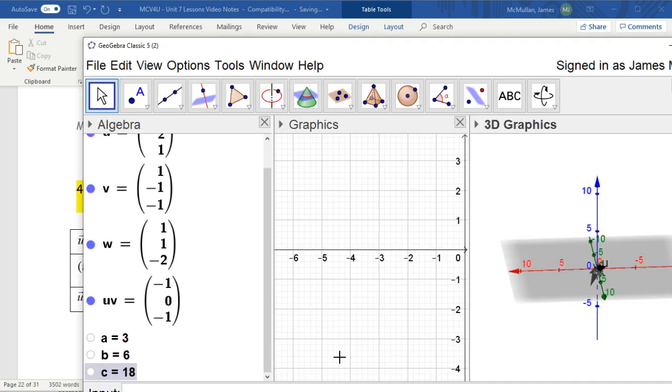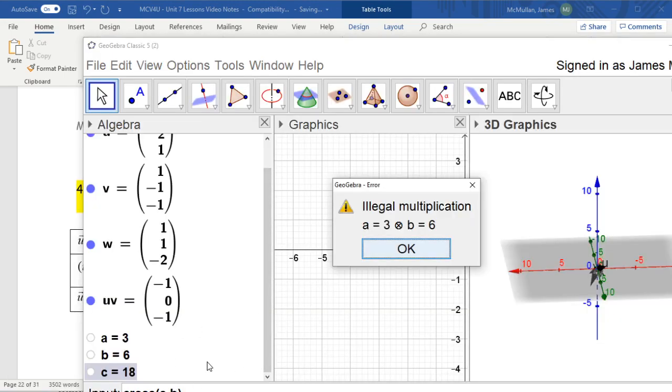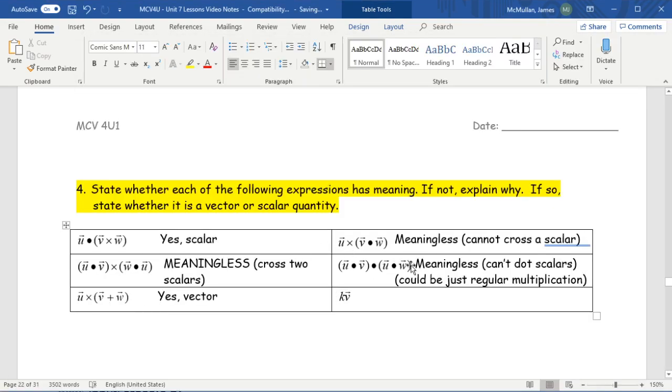Same thing might actually be true here. Let me just try this cross AB. Yeah, okay, that it actually can't do. So that one is meaningless. This one you could say is the regular multiplication of two numbers, but you're using the dot in the sense of multiply, not in the sense of dot product. So I would just say this has no meaning. That's fine. This exists. This is a vector. It's just scalar multiplication. Okay, so yes, this exists.